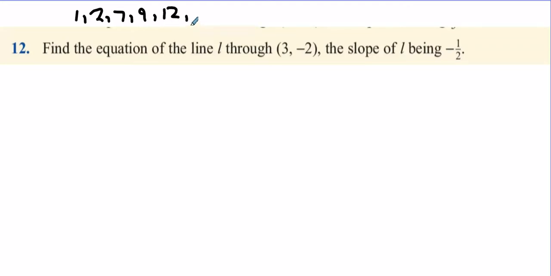12. Find the equation of the line. So it's y minus y1 equals m bracket x minus x1, x1, y1, m.